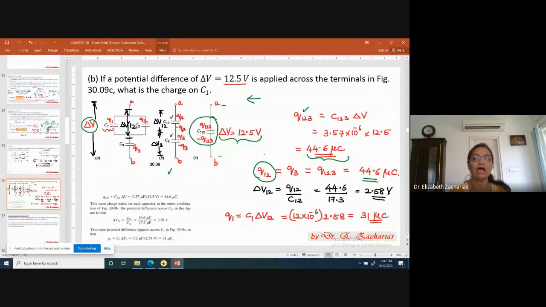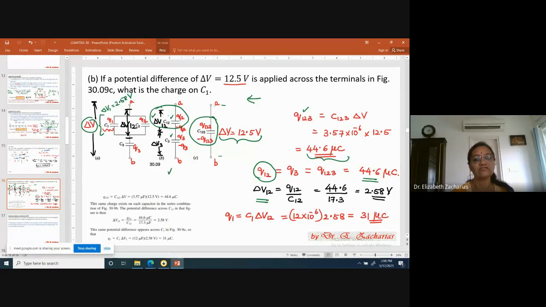Okay. Next, I want to now find out what is this delta V12. So once more, use this formula. Q is equal to delta V into C. Just use that formula here. And you're going to get delta V12, which is 2.58 volts. Now go to the first picture. I know that this potential difference here is delta V1 equal to 2.58 volts.